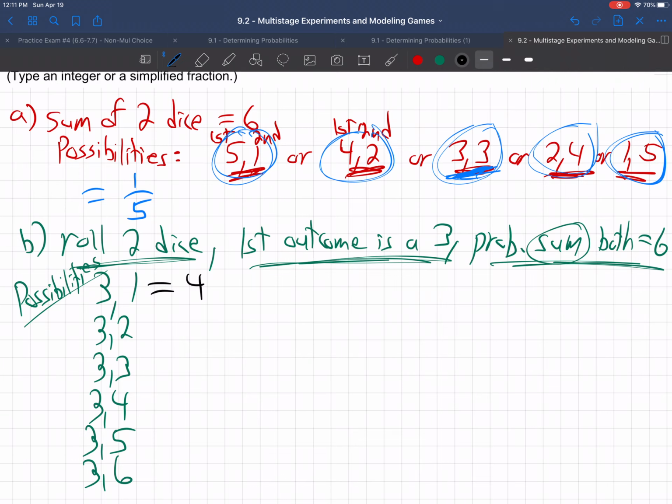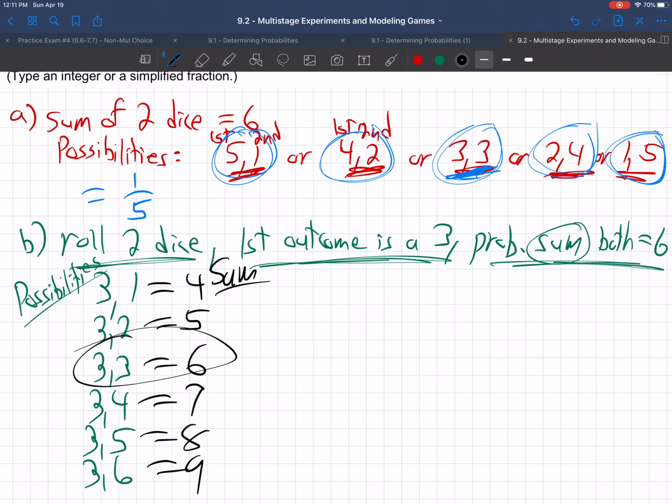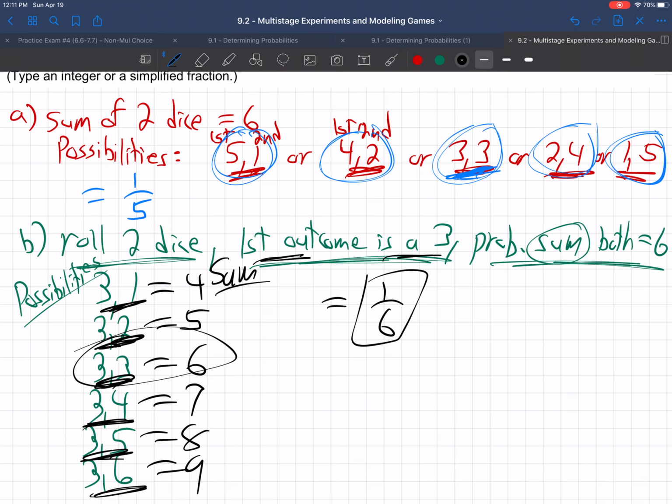Well, what do these add up to be? 4, 5, 6, 7, 8, and 9. That's the sum. So only this one would be that. What's the chance of that? 1 out of 6, right? Because there are 6 different things that can happen. If your first outcome is a 3, that means one of these 6 different things happened. You got a 3 and then a 1, 2, 3, 4, 5, or 6. And among those, what's the probability that your sum is 6? Well, only the 3 would lead you to the sum of 6. Only one out of those 6 possible things would lead you to that sum.